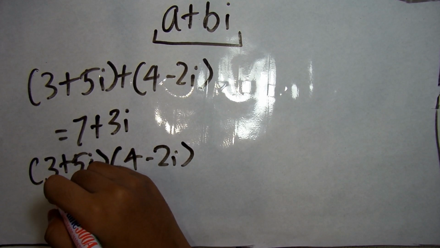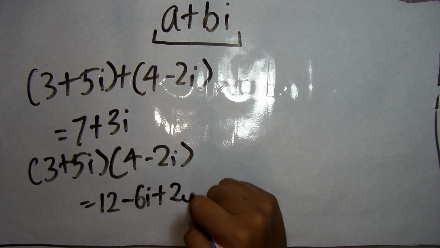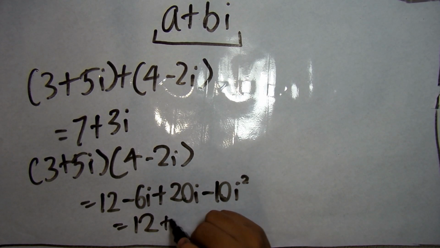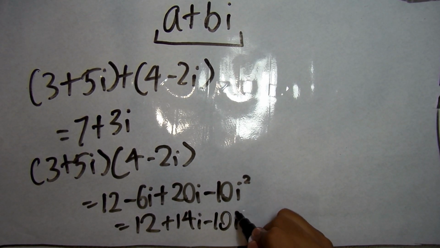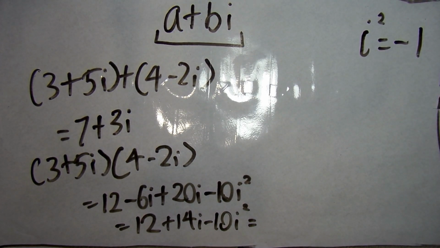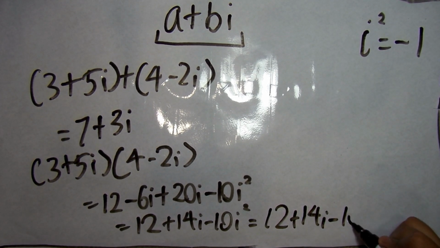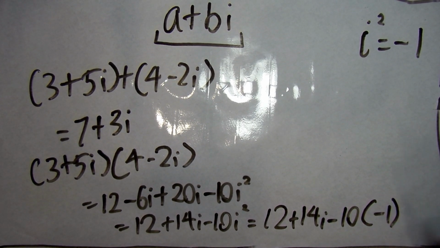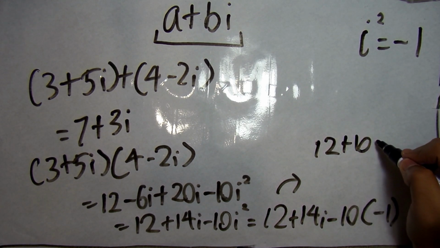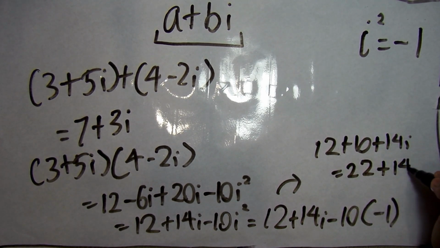So we expand. 3 times 4 is 12, 3 times -2i is -6i, plus 20i, minus 10i². We combine the like terms: 12 plus 14i minus 10i². So now i² is equal to -1. This is absolutely important. So i² can be substituted with -1. So 12 plus 14i minus 10 times -1. And this will give us the final answer, 12 plus 10 plus 14i, which is equal to 22 plus 14i.